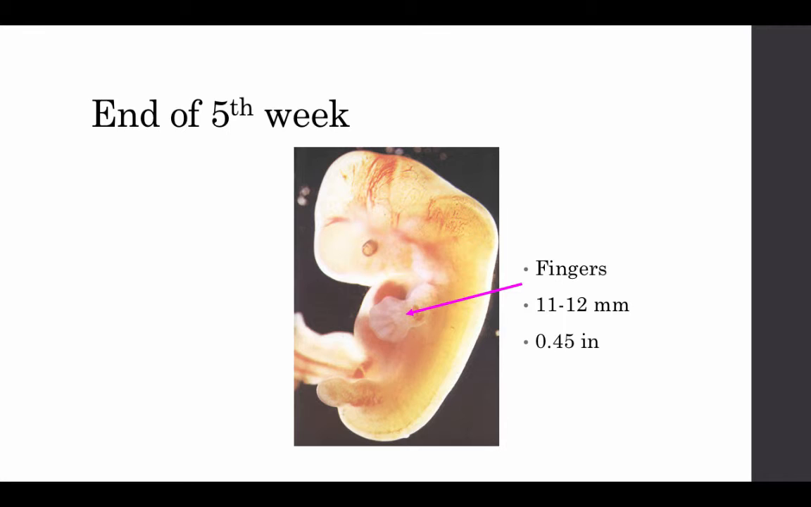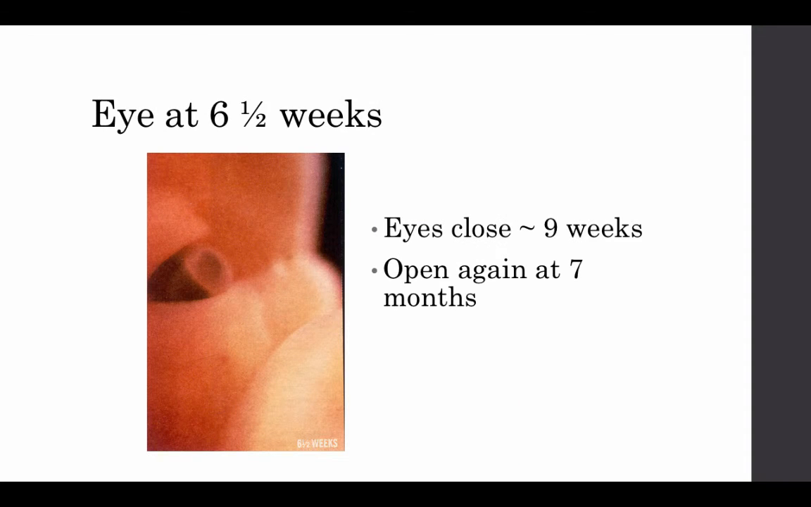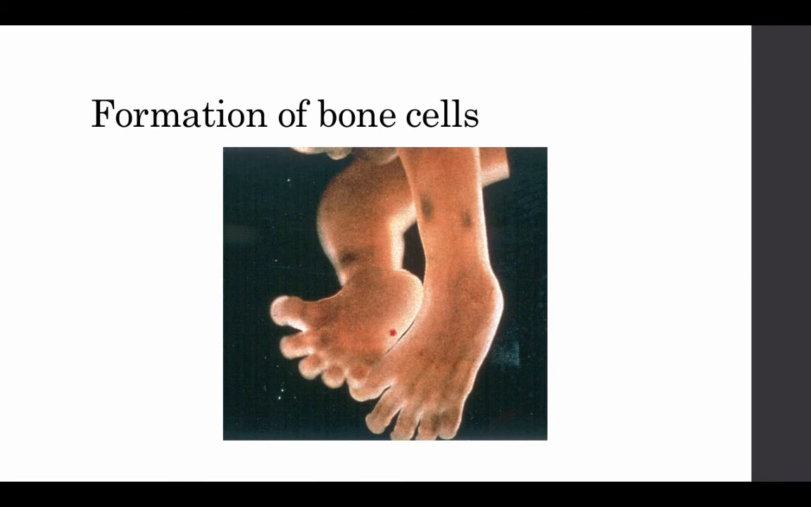By the end of the 5th week, we can see fingers, and the fetus is about 11 to 12 millimeters long at this point. At 6 weeks, it begins to look a little bit more human-like still. And at 6.5 weeks, we can see the eyes. The eyes close around 9 weeks, and they open again at 7 months after they've been more fully developed. During this time also, there is the formation of the bone cells.